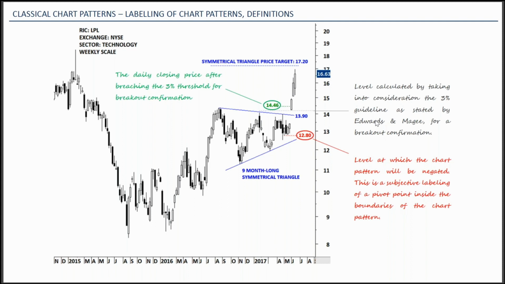And I'm providing a level at which the chart pattern will be negated. This is a subjective labeling of a pivot point inside the boundaries of the chart pattern. So if the stock falls below this level, I assume that the chart pattern is morphing into something else, and it's no longer a symmetrical triangle or ascending triangle. As long as price remains above this chart pattern negation level, the secondary attempt above the boundary is still a valid breakout. Still, the chart pattern should be viewed as a symmetrical triangle or ascending triangle.